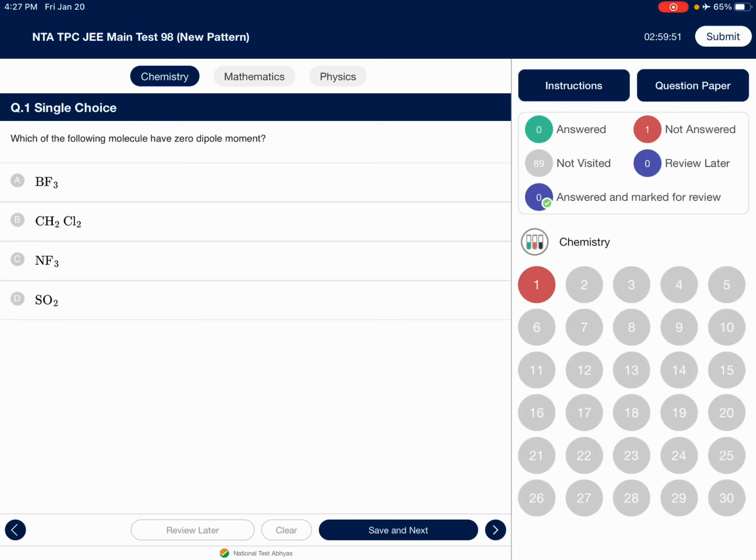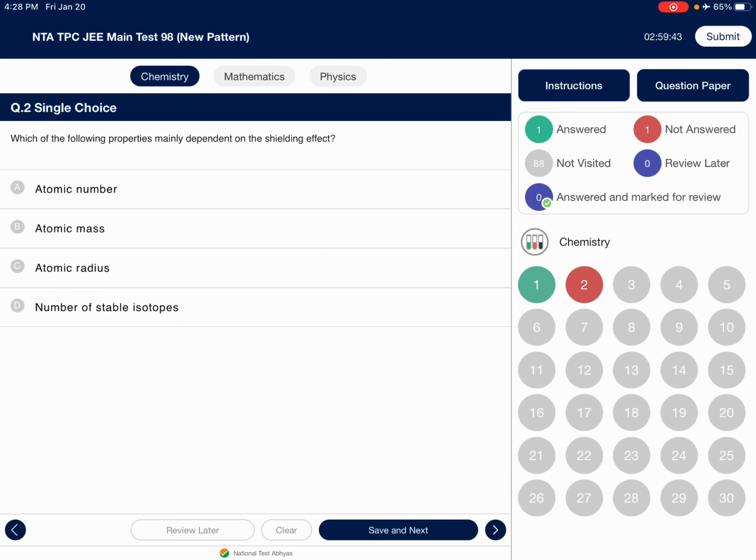NTA Abhyas chemistry paper we are solving. Which of the following molecules have zero dipole moment? BF3. Which of the following properties mainly depend on the shielding effect? Atomic radius.